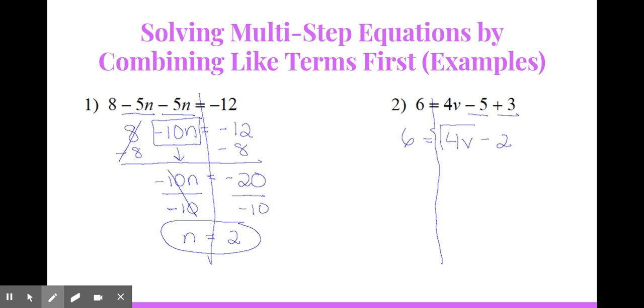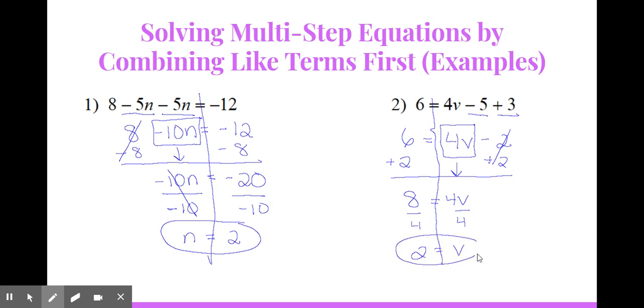Okay, let's solve. Box off the 4v. Outside of the box, I see a negative 2. The opposite of that is to add 2 to both sides. The 2's will cancel. 6 plus 2 gives me 8 equals, and I just drop down the 4v. Finish it off by dividing both sides by the number that's in front of the variable, 4. 8 divided by 4 gives me 2. So my final answer is 2 is equal to v.